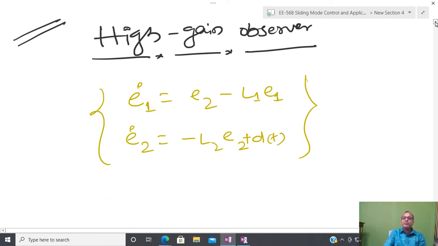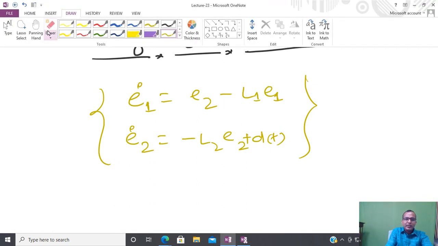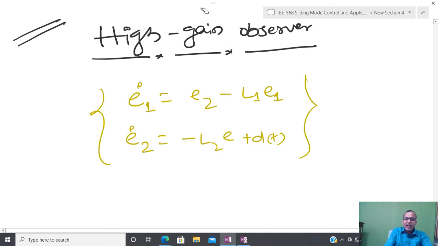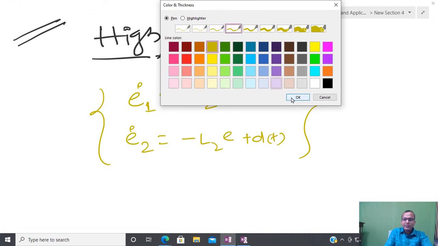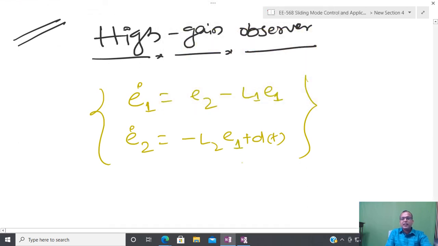So I am going to design the observer exactly like, sir, in the second equation minus L2 E1. L2 E1, yes, okay. So I will make that correction. Okay, so here I have E1. Okay, thank you very much. So now I have basically this is E1. Now is it fine?